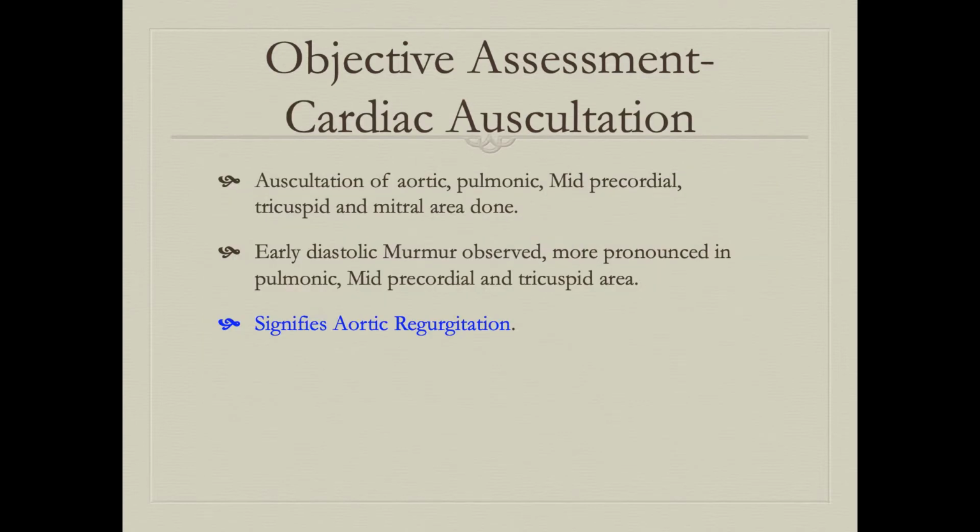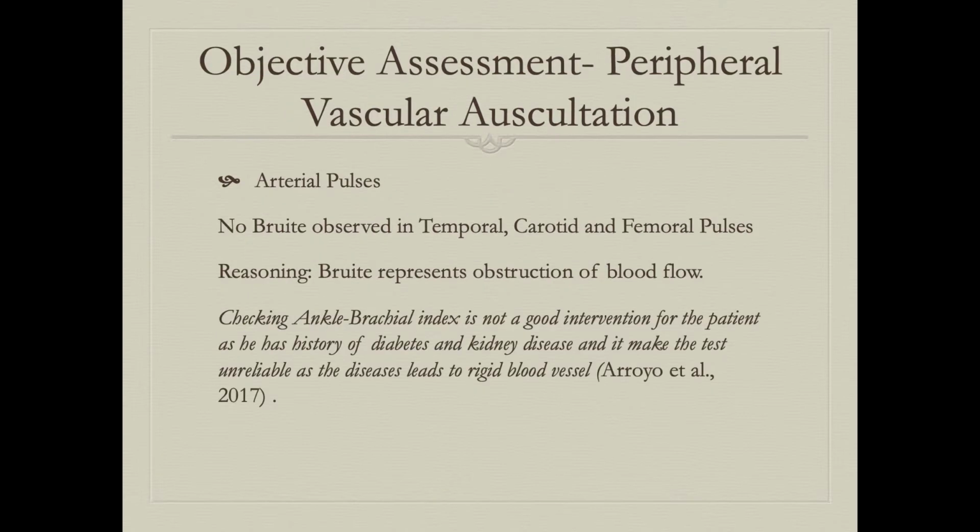Auscultation of the heart showed an early diastolic murmur, more pronounced in the pulmonic, mid-precordial and tricuspid area, which signifies aortic regurgitation, which complements our echo finding. Vascular auscultation showed no concern. Ankle brachial index is not a good investigative tool for seeing progression of peripheral vascular disease, as diabetes and kidney disease lead to rigid blood vessels, making it unreliable.